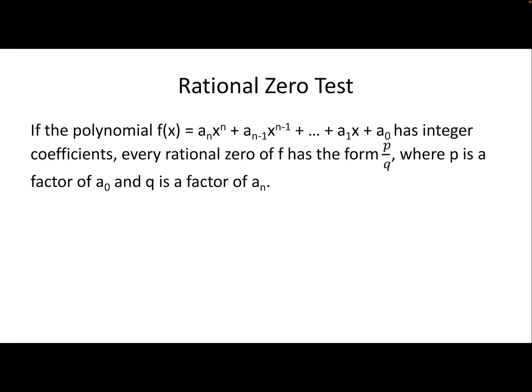The rational zero test says that if a polynomial of the form f of x is equal to a sub n x to the n plus a sub n minus 1 x to the n minus 1 down to a sub 1 x plus a sub 0, in other words, it's written in decreasing powers of x with its coefficients that all may be different, and it has integer coefficients, then every rational zero of this has to be of the form p over q, where p is a factor of the constant and q is a factor of the leading coefficient.